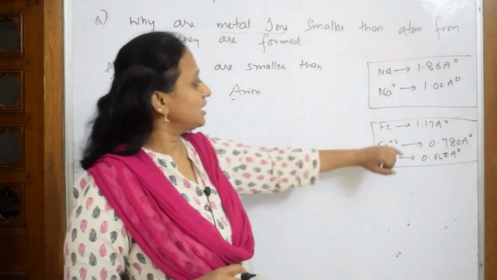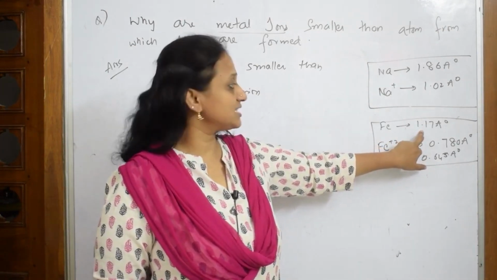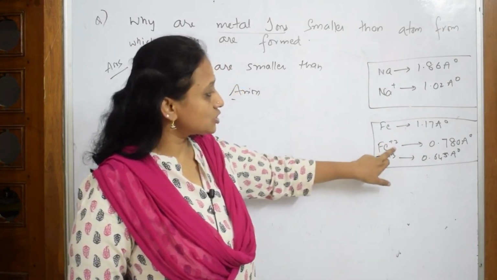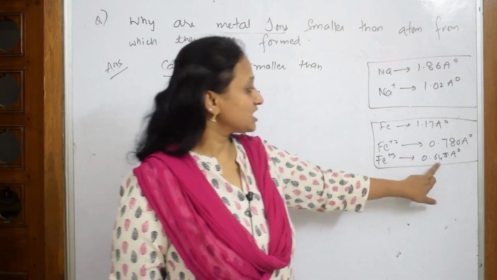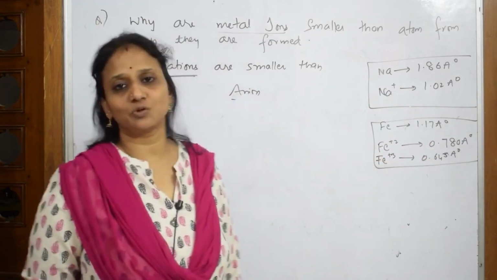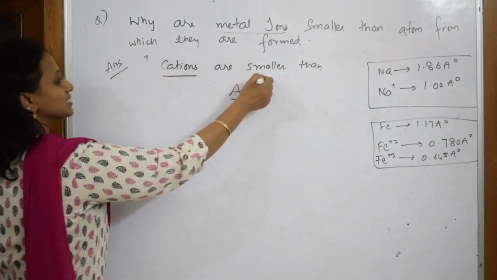That is what they are asking. If I speak about iron, the iron atom, the atomic radius is 1.17 angstroms, but when it has lost two electrons, it has become 0.78. When it has lost the third electron, it has become 0.645. Why is it smaller? That is how you need to give the reason for that, right? I have this concept. Let us start the answer.